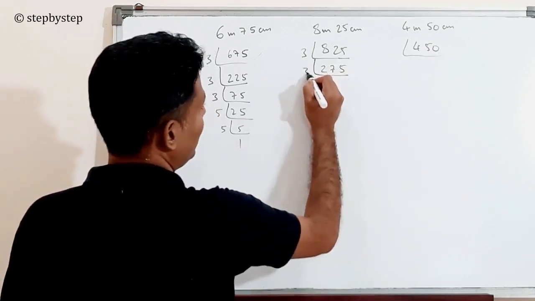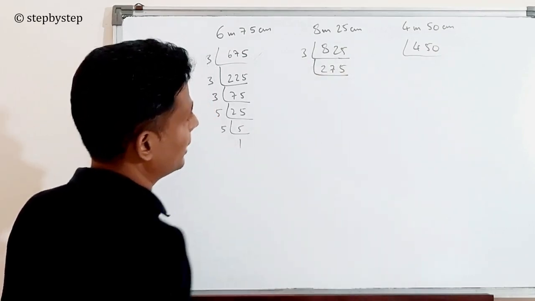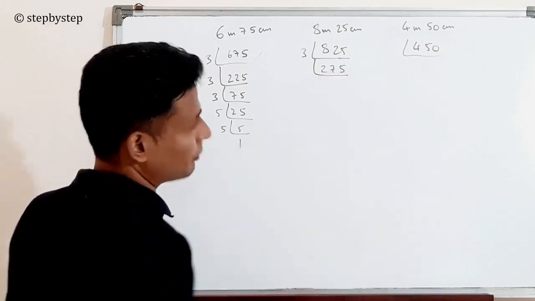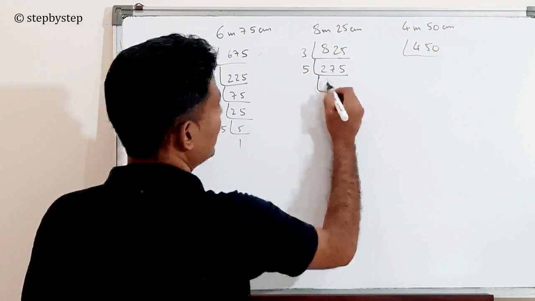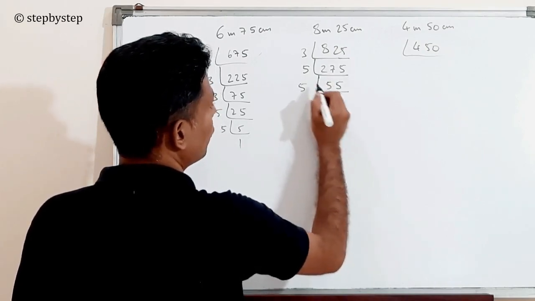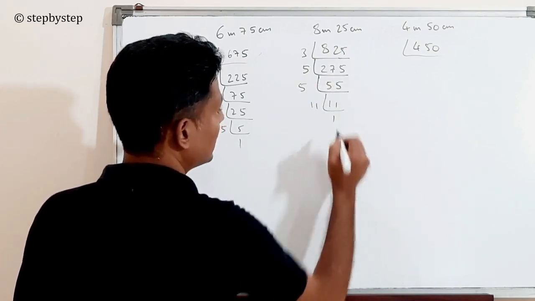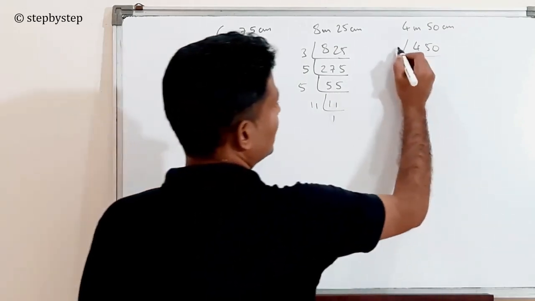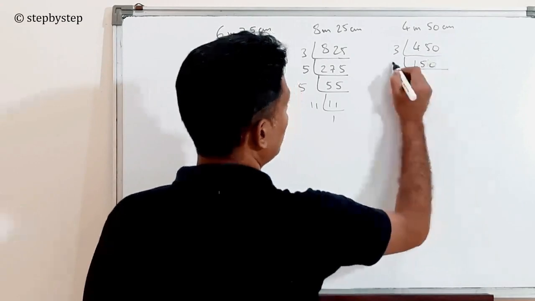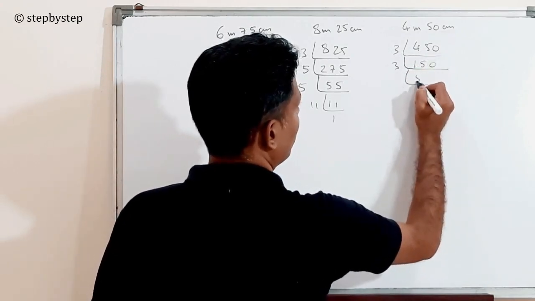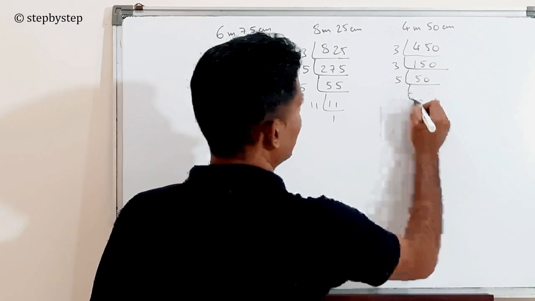Again, is this divisible by 3? No, it is not divisible by 3, because 2 plus 7 is 9, 9 plus 5 is 14. So I'll go for 5. So 5 5s are 25, 25, 5. So 5 5s are 25, 5 1s are 5. Now is this divisible by 3? So 1, 5, 0, 3, 5, 0, 5.